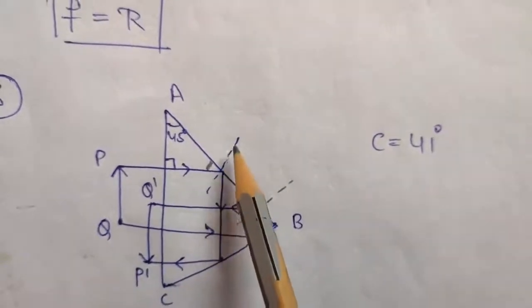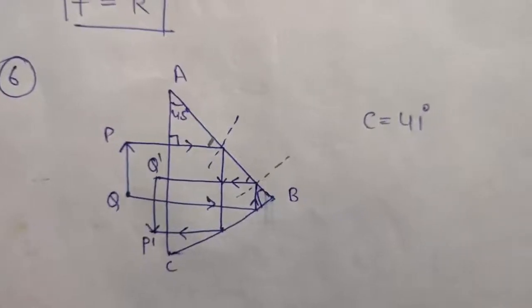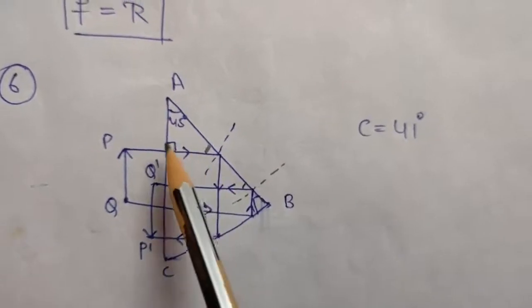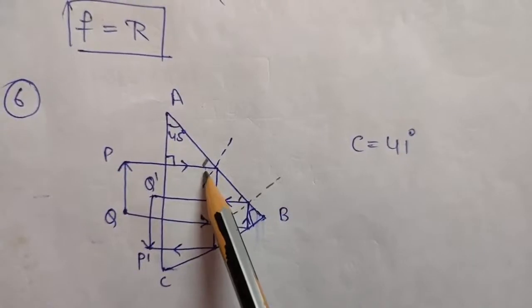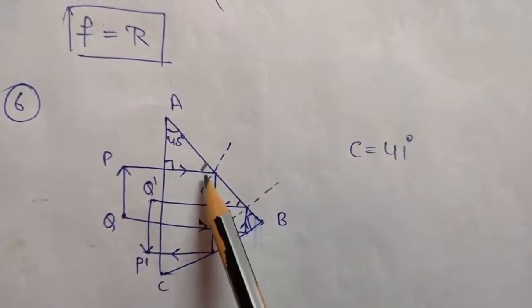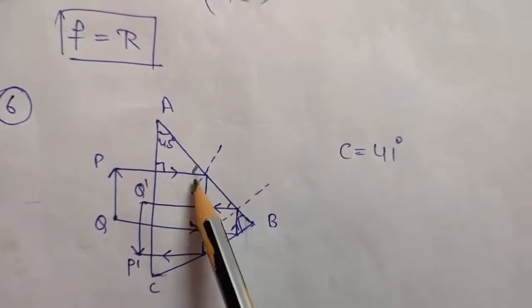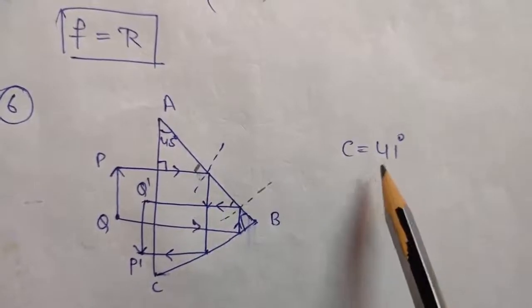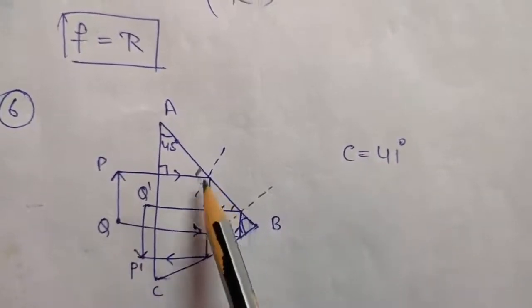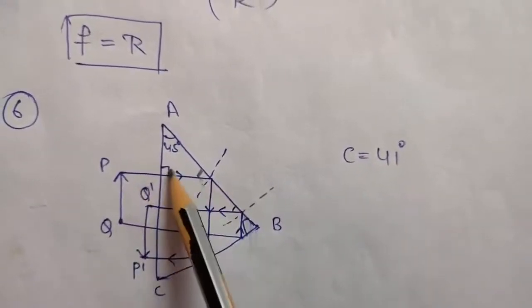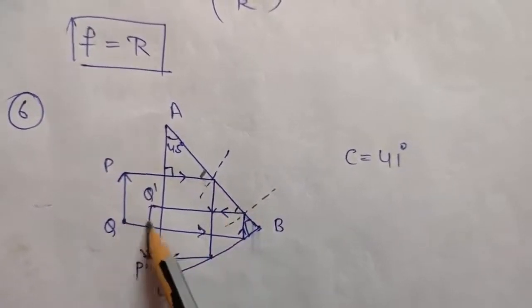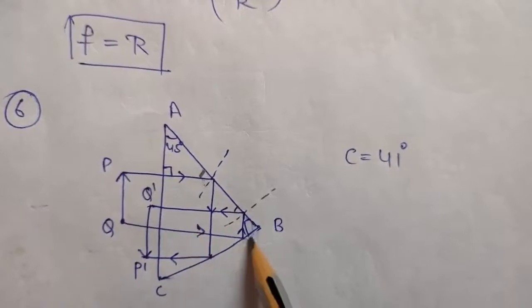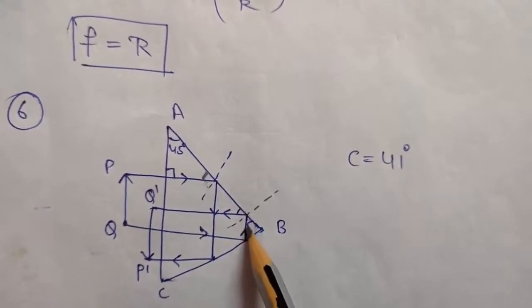Now as you can see, this and this angle is 90 degrees. So that means this angle will be greater than 45, or you can say this angle will be greater than 45. That means the incident angle is greater than critical angle and therefore total internal reflection will take place. So when this ray will come here, it will suffer total internal reflection like this, and similarly this ray, when it will come here, it will suffer a total internal reflection like this.